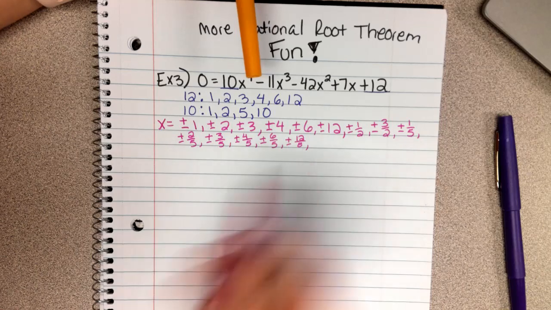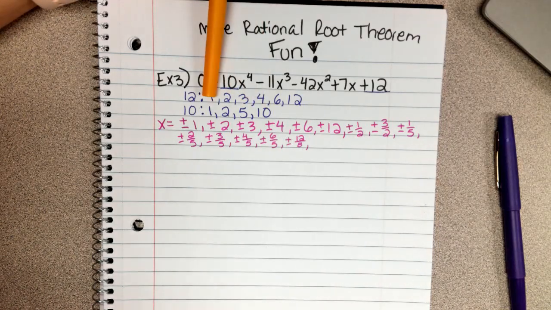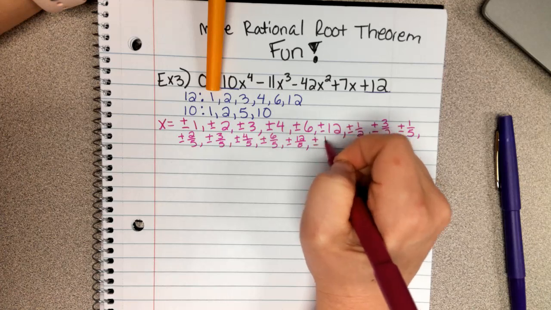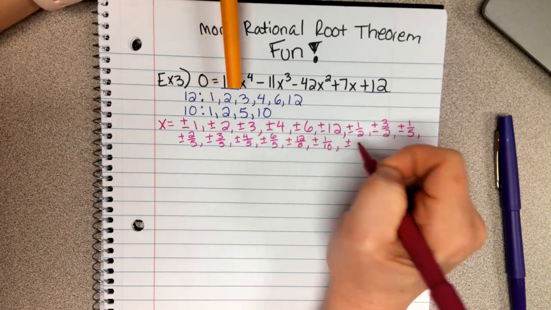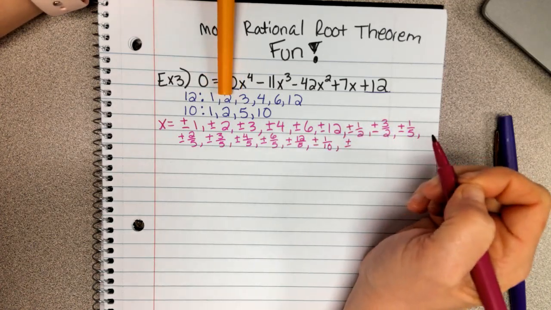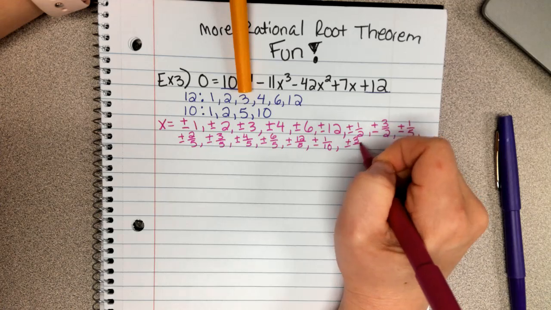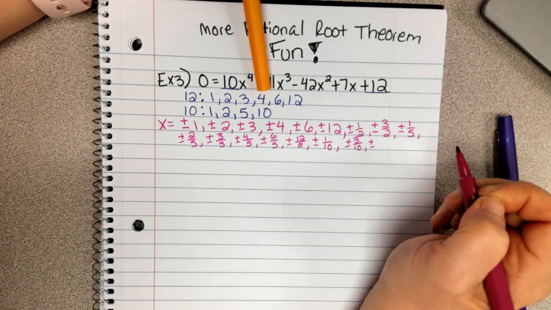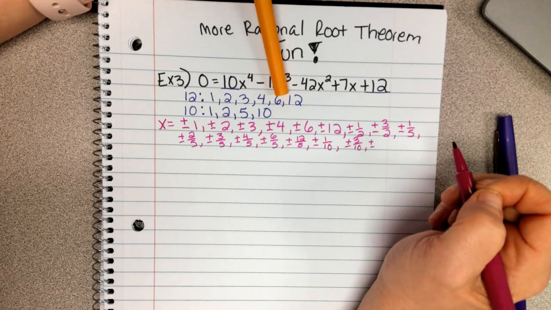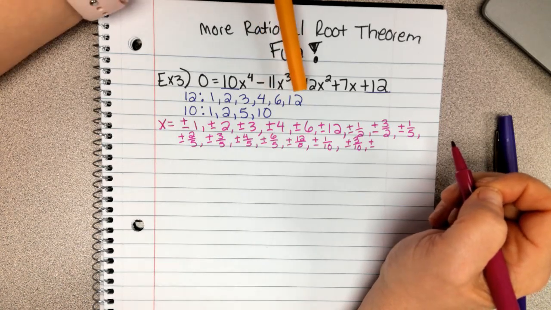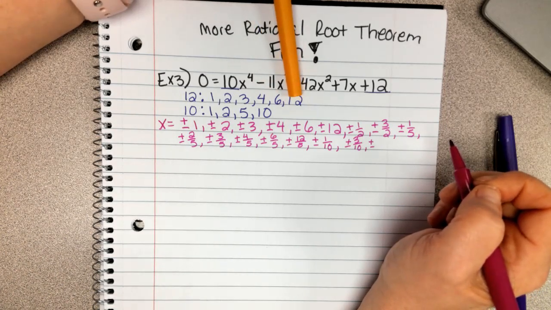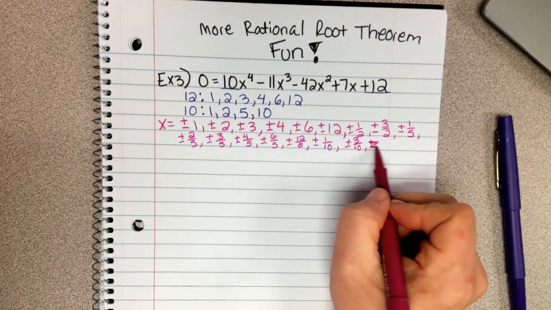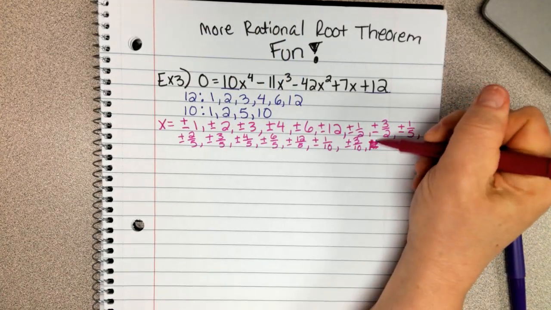So we're there. And last, I'm going to divide all of these by 10. So I'll have 1 over 10. 2 over 10 is 1/5. I've already listed that. 3 over 10. 4 over 10 is 2/5, and I've listed that. 6 over 10 is 3/5, and that's been listed. 12 over 10 is 6/5, and that's been listed. So I am finished. I don't need this last plus or minus. I've listed them all. Excellent.